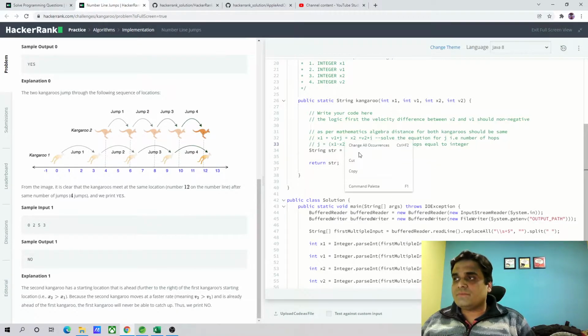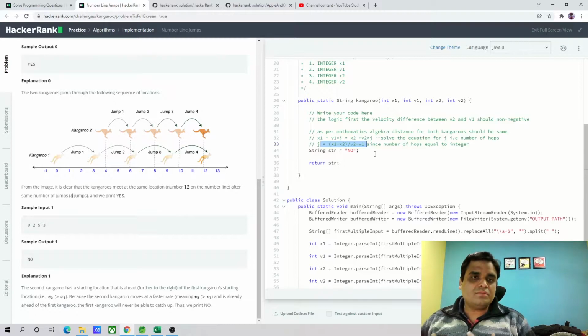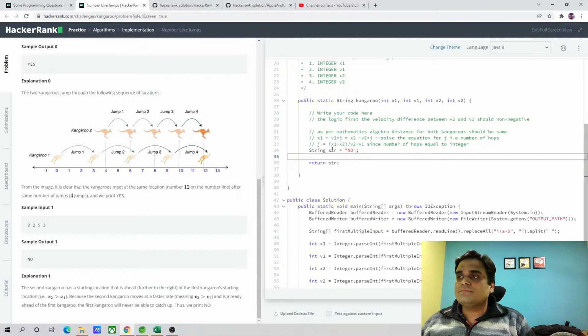This is the algebraic equation, and if we remember our mathematics classes from school time, we solve it for j as x1 minus x2 divided by v2 minus v1. This is the equation we need to solve, and j is the number of hops. The number of hops cannot be a float, it cannot be a decimal value, it has to be a whole number. So we can safely assume that this division should result in an integer.